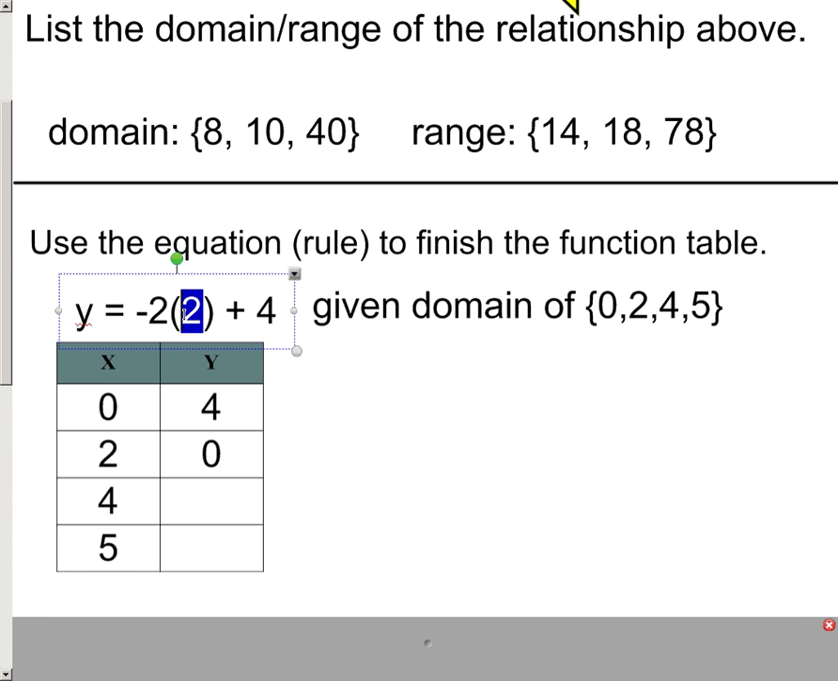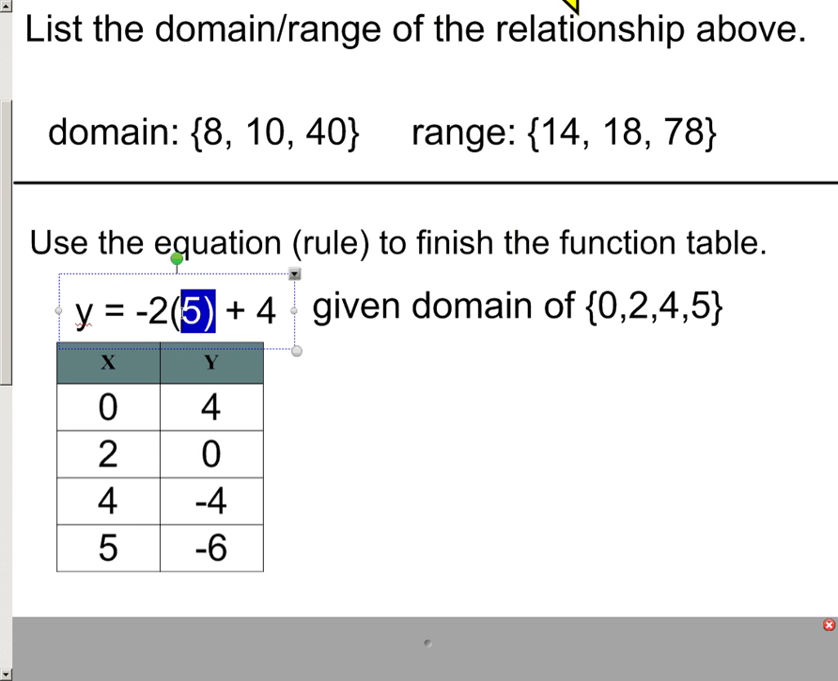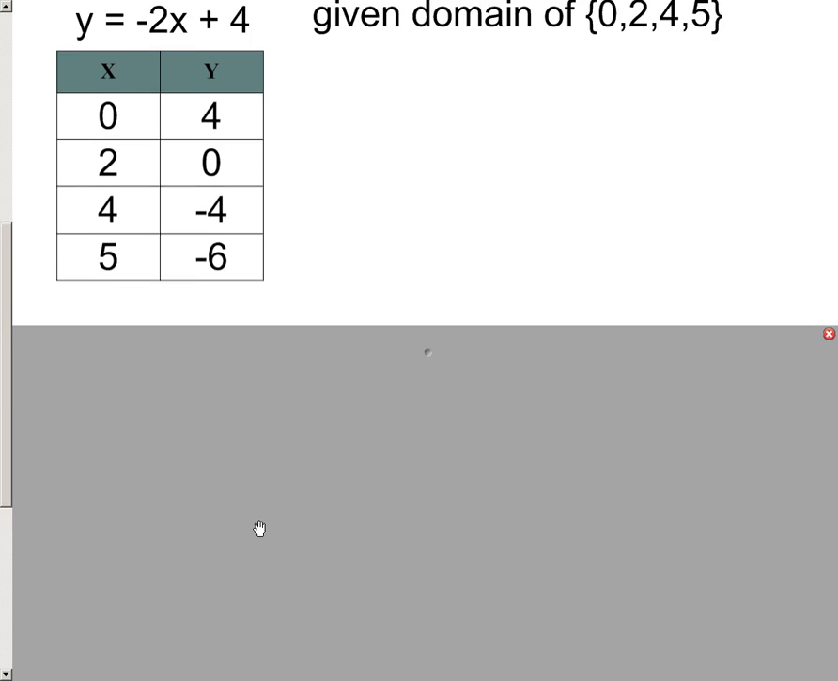Here, we just go through and continue putting in whatever numbers they give us for the domain. So this will be negative 4. And here, let's see, that would be negative 6, because this became 5. 5 times negative 2 is negative 10, plus 4 is negative 6. So that's how we actually complete a function table, and that's not that difficult.